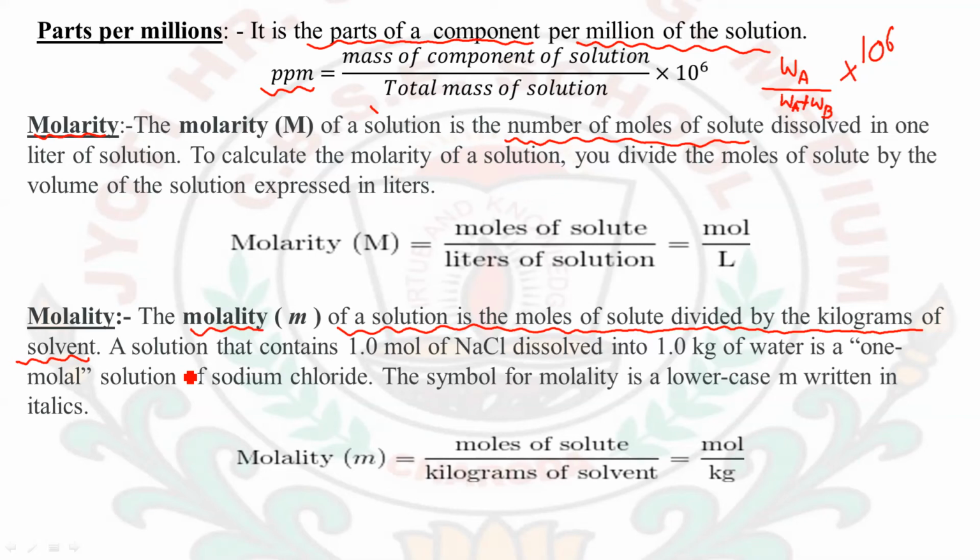Here you can take the formula. It is generally denoted by small m. Molality is denoted by small m, while molarity is denoted by capital M. The SI unit for molarity is mole per liter, or mole per milliliter if it is given in milliliter. But for molality it is mole per kilogram, because we are taking the mass of the solvent here, not the solution. We are taking the mass of the solvent, which is generally in kilogram.